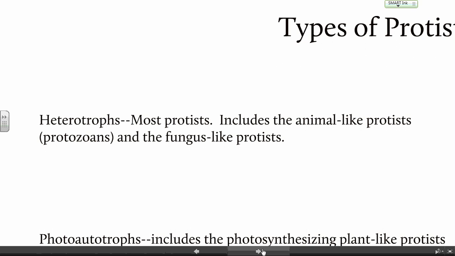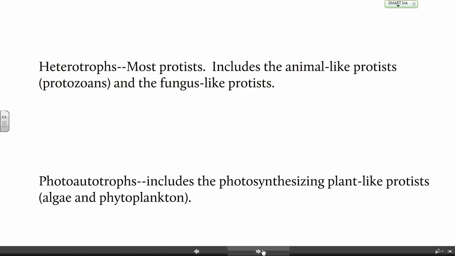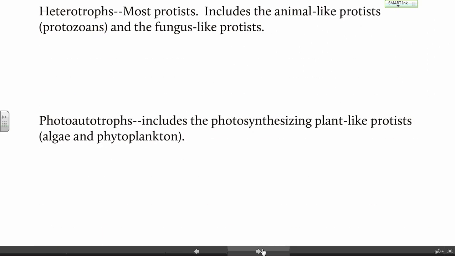There's also some heterotrophic protists that are more like fungi, which means they tend to mostly do what? What do fungi usually do? What's their main role? Decay, decomposition. So they feed on dead, decaying kinds of things. So there are some that are either animal-like or fungus-like. And then there are the photoautotrophic ones, which are the ones that can do photosynthesis. And they're more like plants.